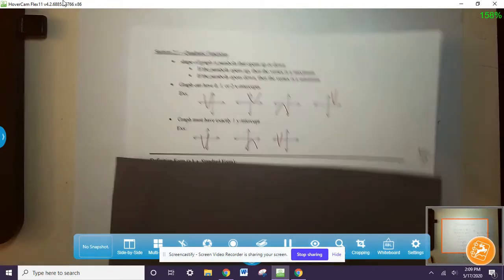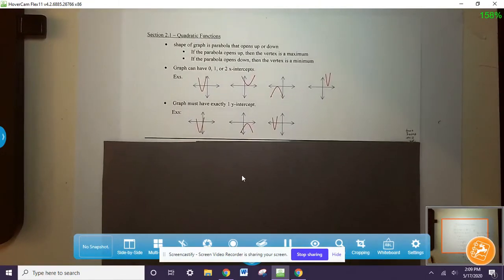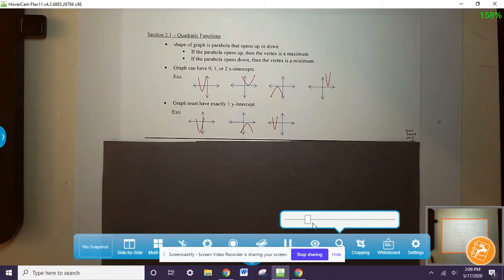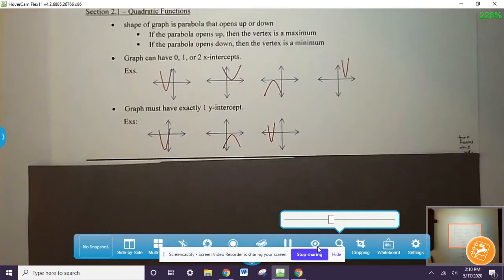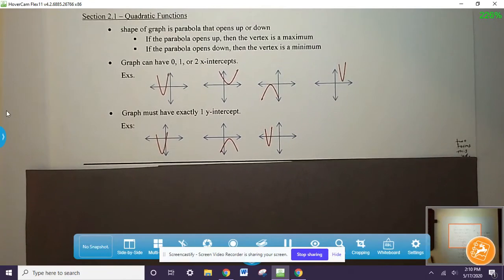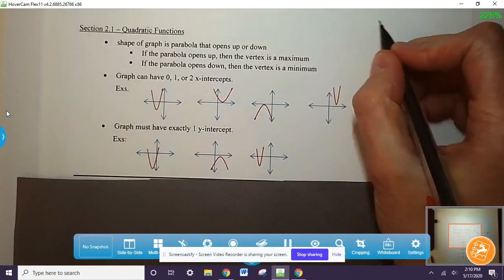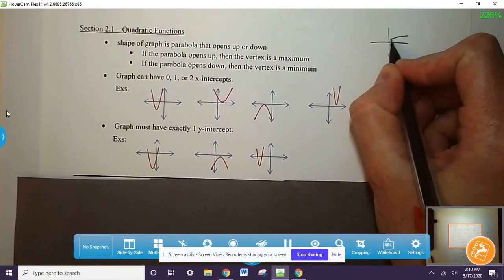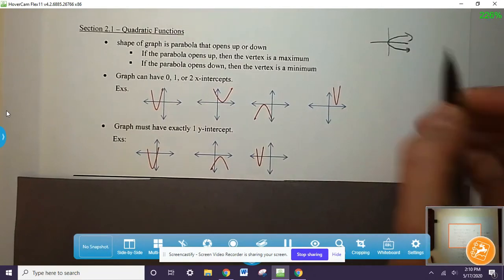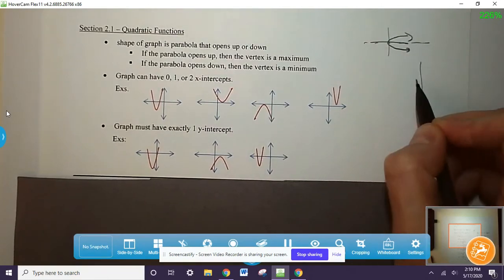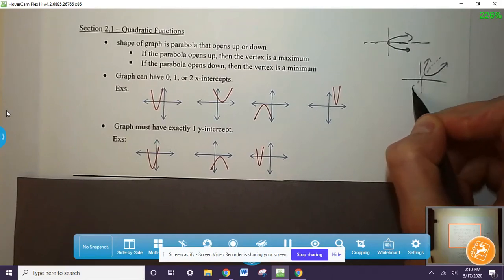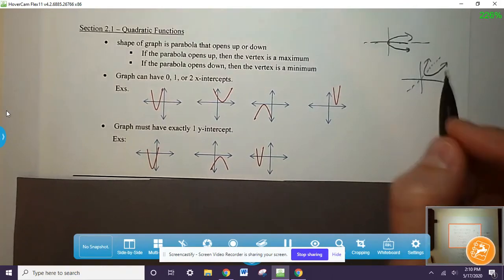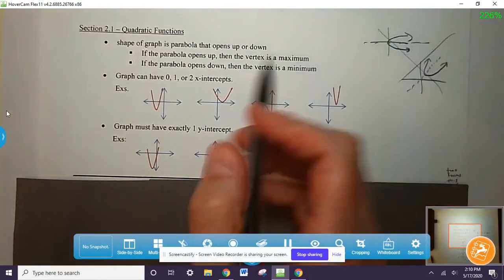Section 2.1 is quadratic functions. A quadratic function is a graph whose shape is a parabola, and that parabola opens up or down. And just so you know, parabolas themselves can actually open sideways. They can have an axis of symmetry that's horizontal. They can even open on a diagonal. They can have an axis of symmetry that's oblique. But the only ones that we're going to deal with right now are the ones that open up or down.